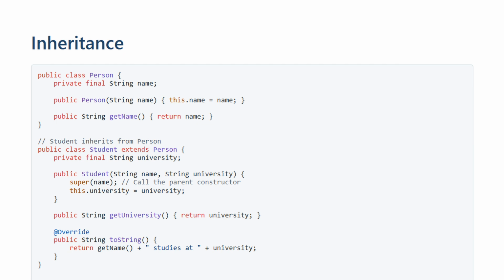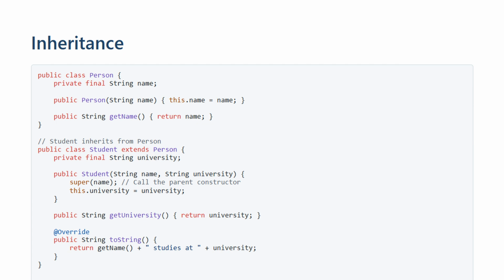Now let's move on to another core concept in object-oriented programming: inheritance. Inheritance allows you to create a new class that reuses, extends, or modifies the behavior of an existing class. It's a way to model is-a relationships. For example, a student is a person. Notice a few key points. We use the extends keyword to declare that Student inherits from Person. The Student constructor calls super to initialize the parent part of the object. Student automatically gets all the methods from Person, like getName.